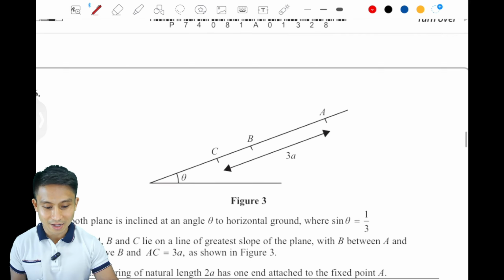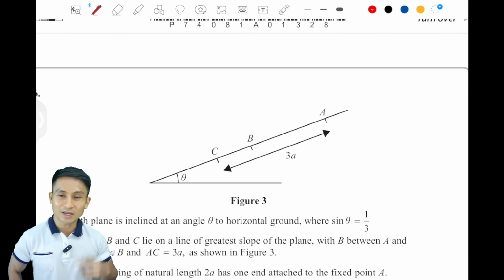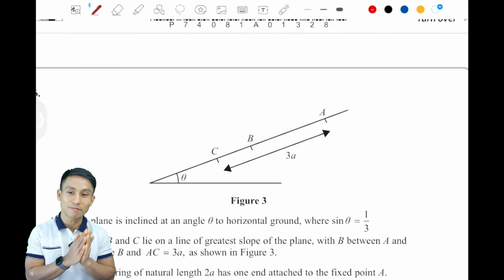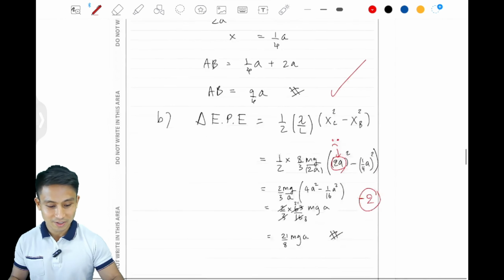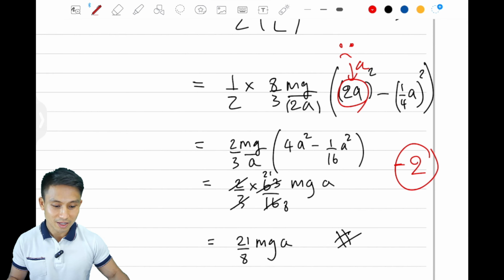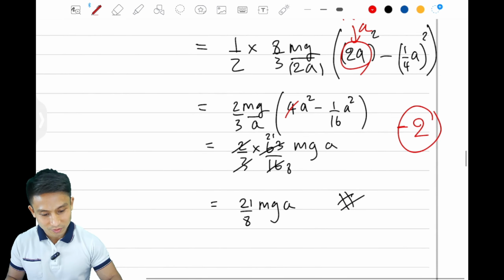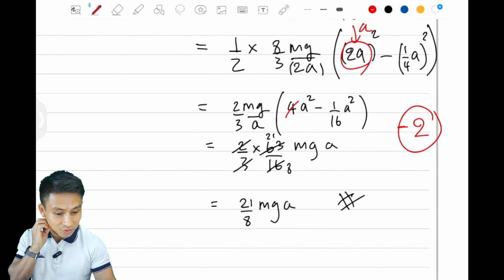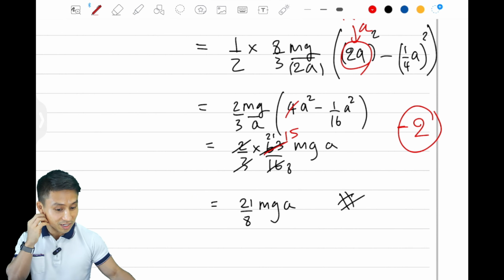And I did say that because we already have 3a as the extended length, so the extension should be just 3a minus 2a, and that should have been a, not 2a. So this guy should have been a here. Yeah, this guy should have been a, and this should have been just a as well. So in the brackets there we should have 15. So this should have been 15 over 16, right? Yeah, if you correct that.